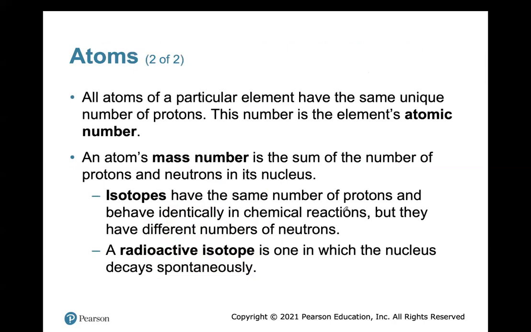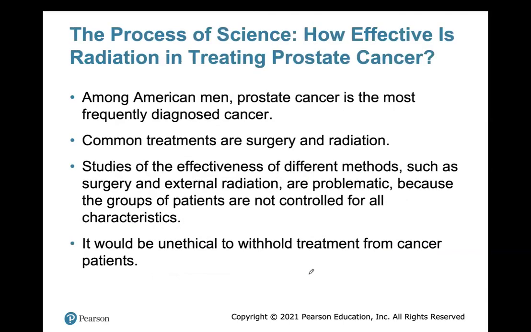Atoms of a particular element have the same unique number of protons, and this number is the element's atomic number. An atom's mass number is the sum of the number of protons and neutrons in its nucleus. An isotope has the same number of protons and behaves identically in chemical reactions, but has a different number of neutrons. And a radioactive isotope is one in which the nucleus will decay spontaneously.